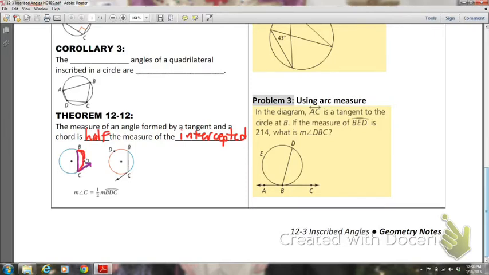It's the same if you look at the other diagram here. We have a tangent and a chord. Only this time the intercepted arc is going the other direction, but it's still going to be half the measure of that arc, BDC. So let's look at some problems using these theorems.